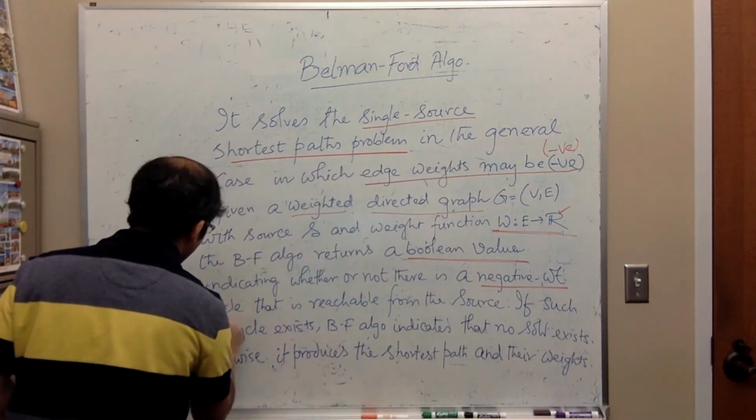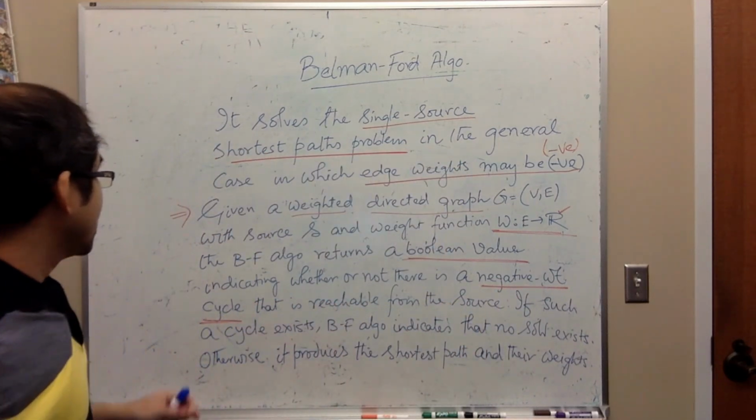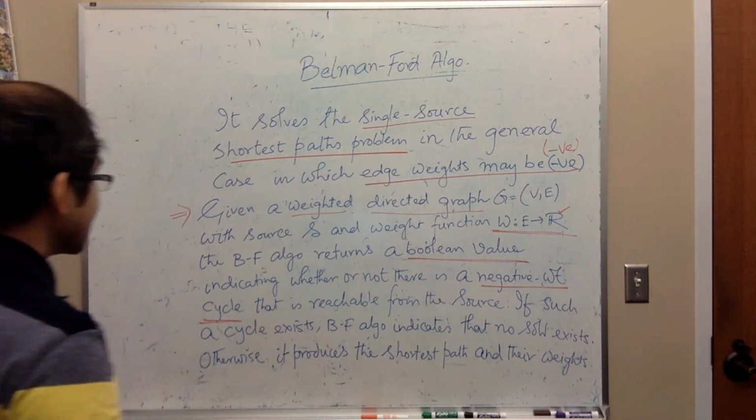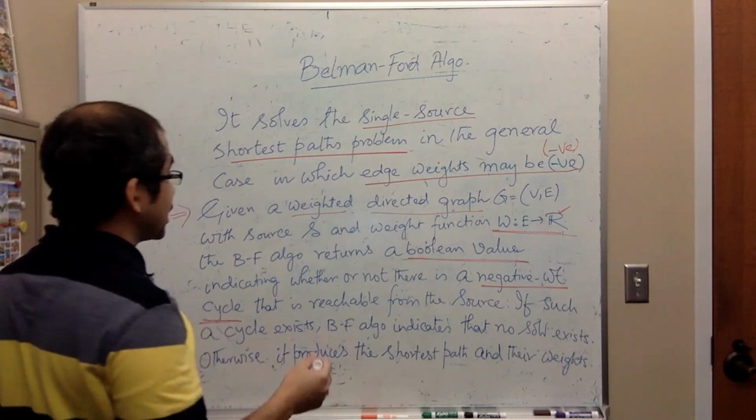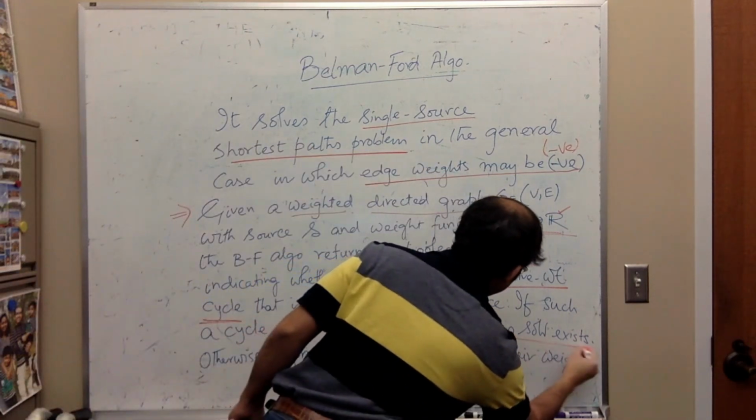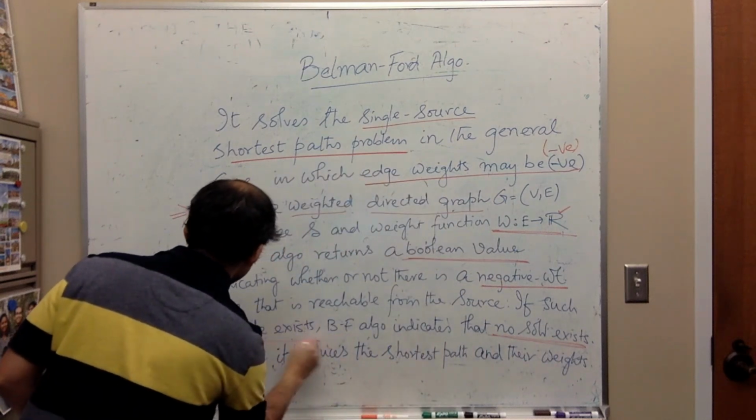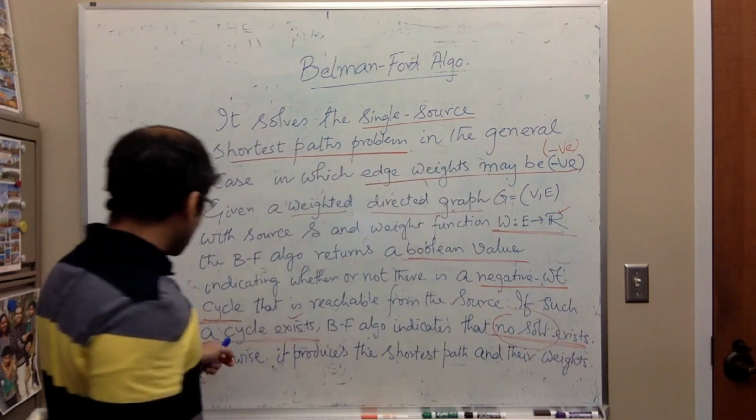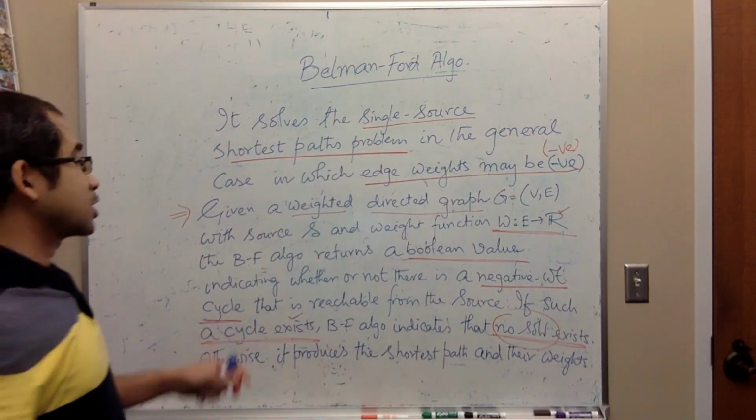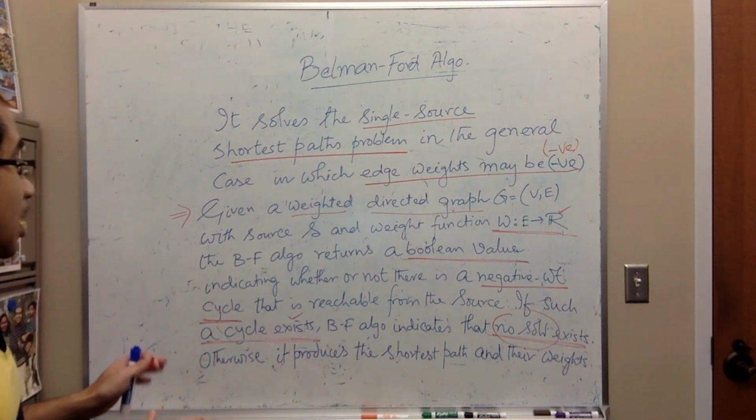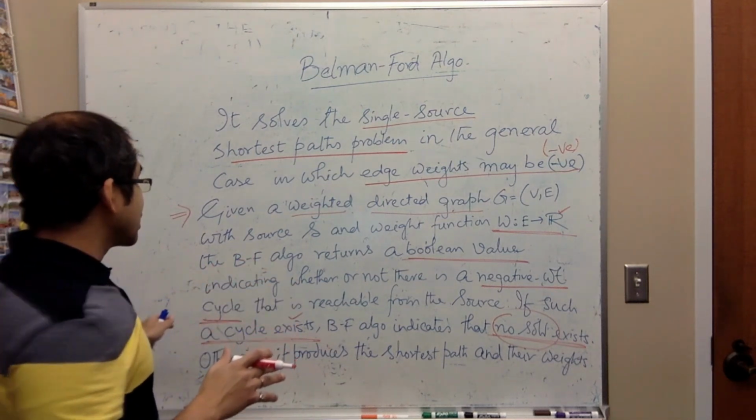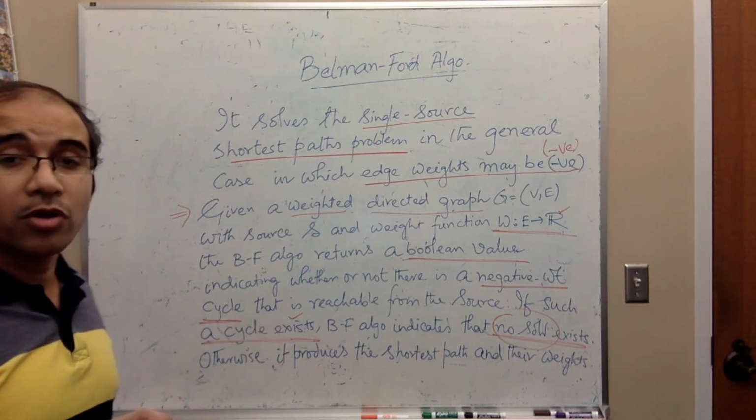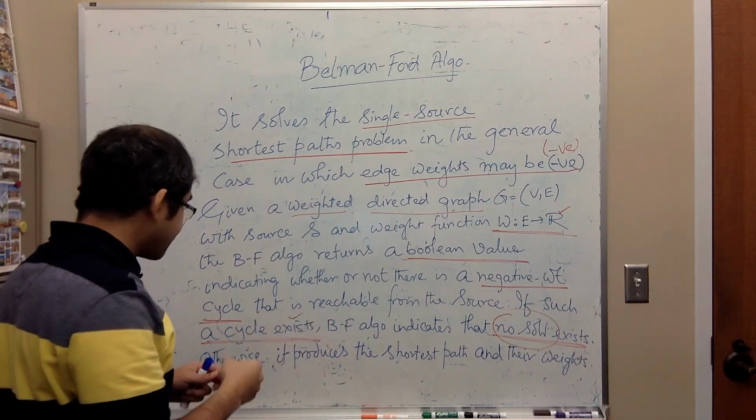So first it finds out if there is a negative weight cycle that is reachable from the source. If such a cycle exists, the Bellman-Ford algorithm indicates that no solution exists. Otherwise it produces the shortest paths. That means if there is no negative weight cycle reachable from S, then only can you find the shortest path. This is a very important point. And it also gives their weights.